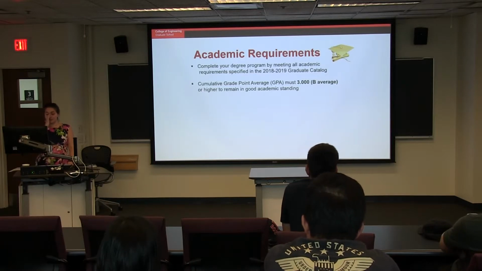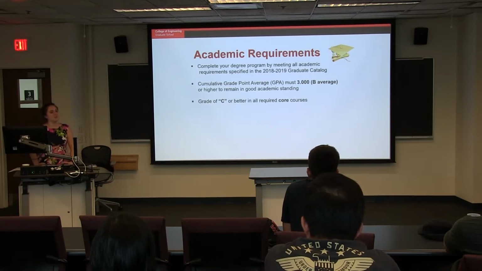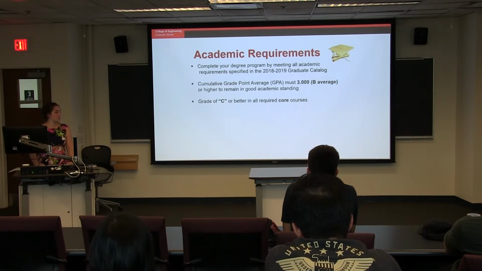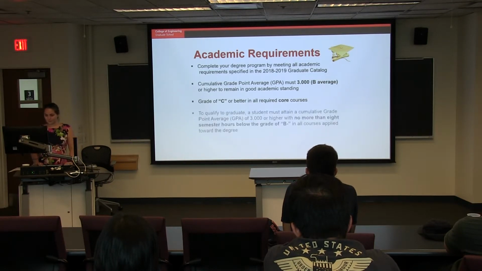Your cumulative grade point average, your GPA, must meet 3.0 cumulative, so that's about a B average, to maintain good academic standing. I'll talk about academic probation in a little bit, but keep that in mind: 3.0. For your core classes, you need a C or better. So those are the 4 core courses when you look at the catalog that are at the top. You need to make sure that the cumulative GPA for that is a C or better.